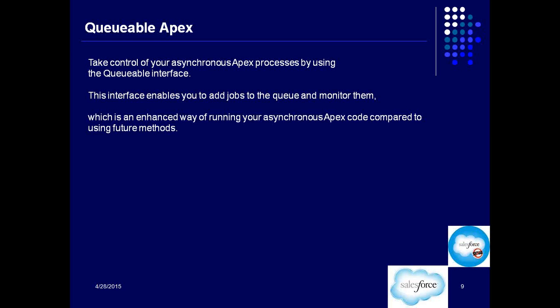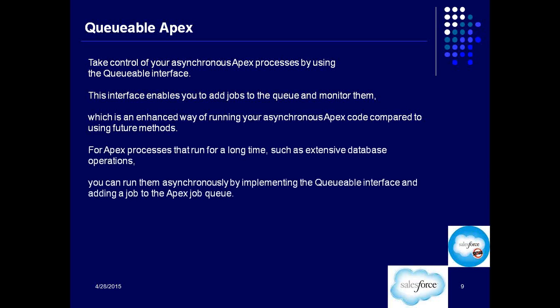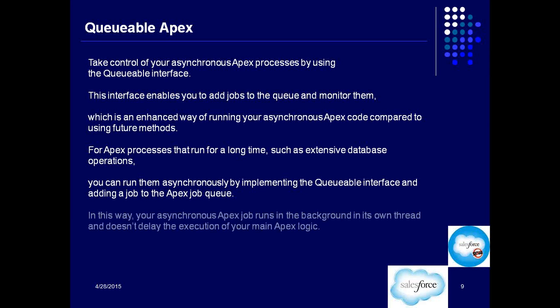Okay, so with queueable Apex, you might have one method, but if you put it inside a queueable class, then you have an option of monitoring it. For Apex processes that run for a long time, such as extensive database operations, you can run them asynchronously by implementing the queueable interface and adding a job to the Apex job queue. Right, so you can just implement the queueable interface on the class and use it for long running jobs, and you can also monitor those.